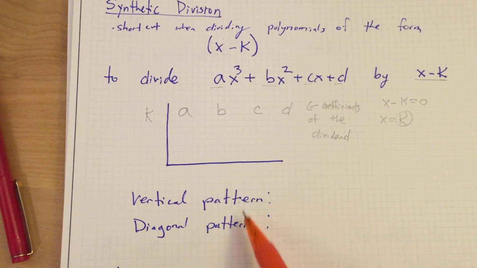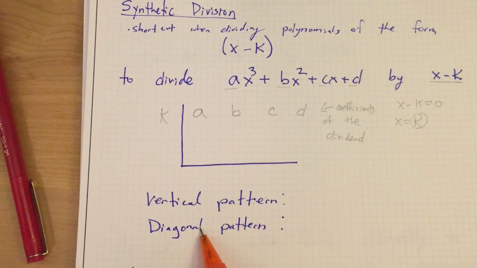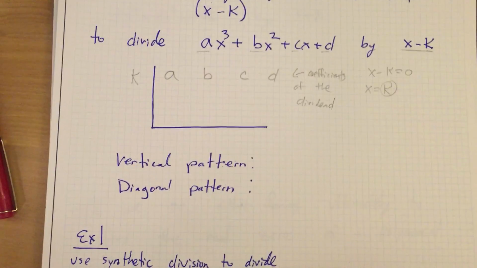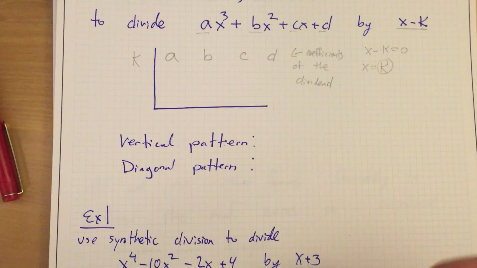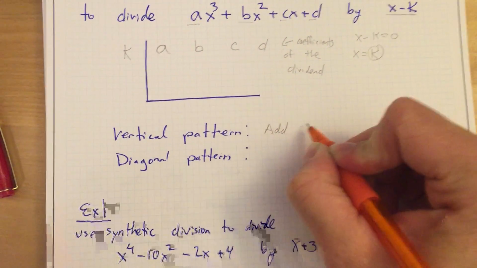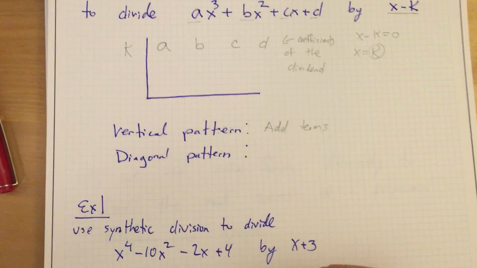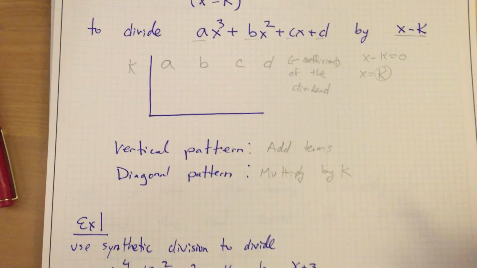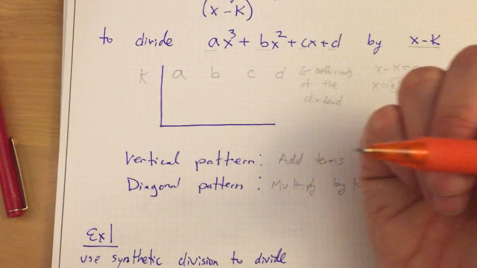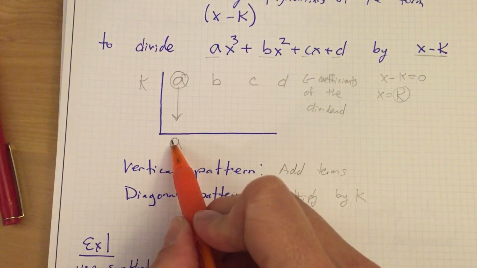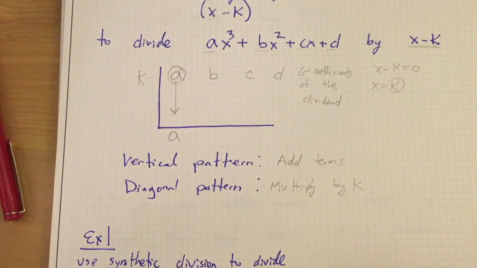Okay, so there are two patterns going on. There's a vertical pattern and a diagonal pattern. So the first thing that you're going to do is understand what the patterns are. The vertical pattern, what's happening up and down, is basically this: you are just adding terms. And the diagonal pattern is you are going to multiply by k. Those are the two things. So the first thing you're going to do before you start this pattern is bring down your A. So you're going to bring it down underneath your line. And that's when the pattern's going to start.